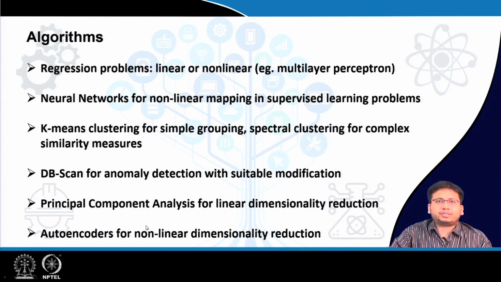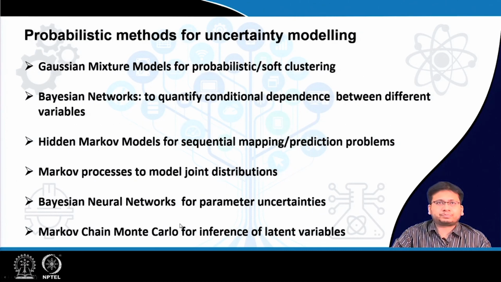For that problem, principal component analysis can be useful, but that is of course a linear dimensionality reduction, in the sense that the new dimensions which we get are actually linear combinations of the original dimensions. But for some particular applications, it might make sense to go for some nonlinear combination of the original dimensions. In that case we may go for autoencoders, which is a nonlinear dimensionality reduction approach.